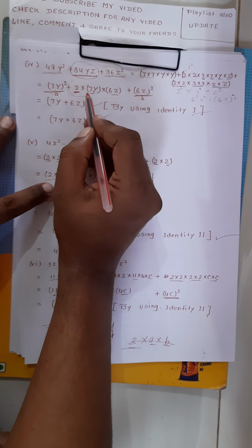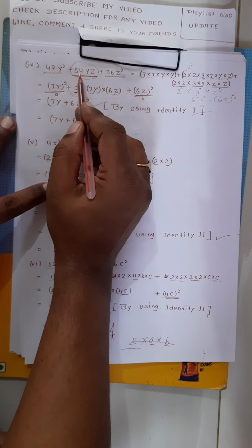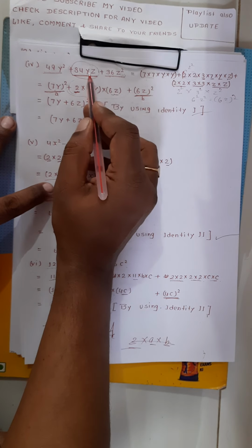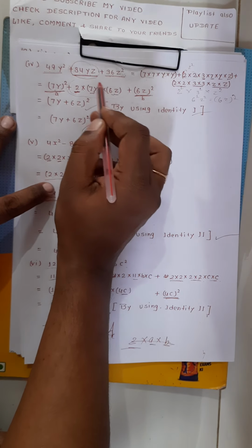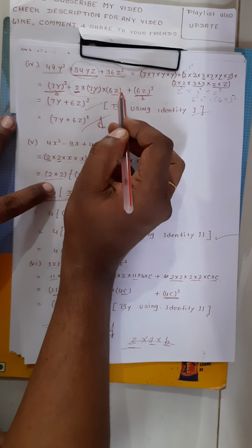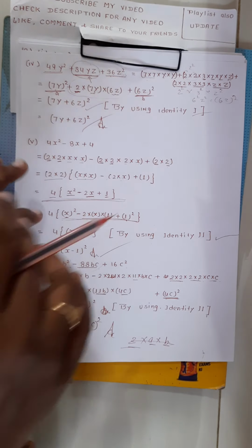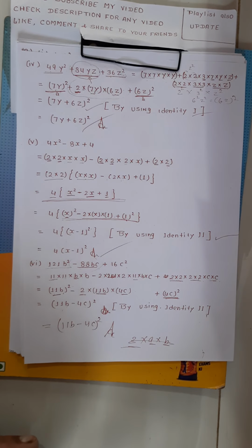So 2 sevens are 14, 14 sixes are 84. So 84 has come. Now y into z is equal to yz, which means 84yz has come. If we multiply all these things, then this will come. So this fulfills the identity, first or second.